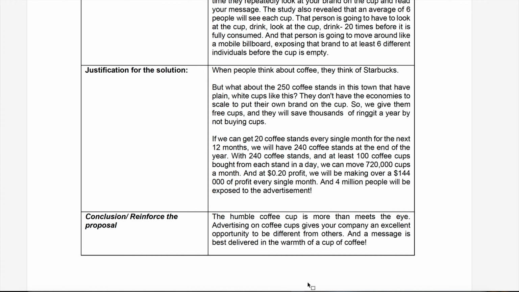And like many other speeches, everyone, you need to have a conclusion. Now, a conclusion is where you reinforce your proposal. You come up with a very short conclusion. You conclude your speech by reinforcing your ideas. It starts with advertising on coffee cups because you find it interesting, you find it effective, and it doesn't really cost a lot, stuff like that. These are the things that you conclude in your conclusion, and then you are done.